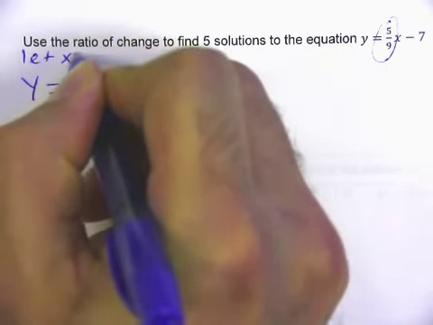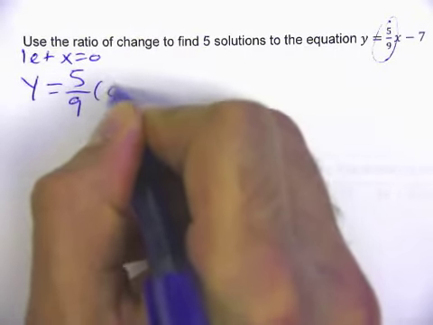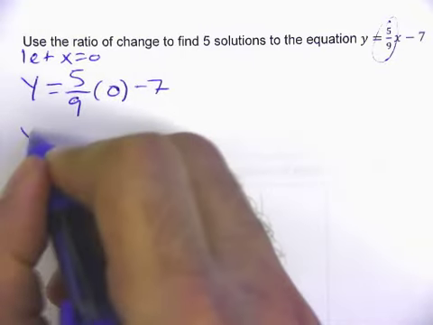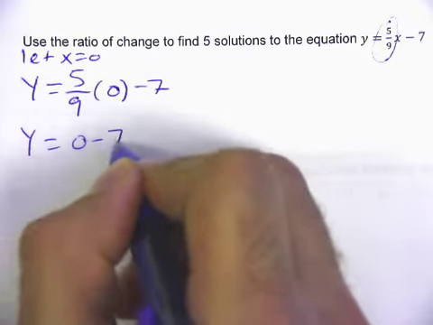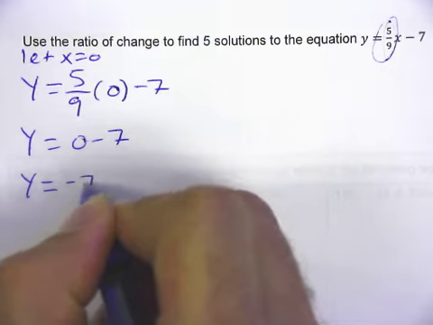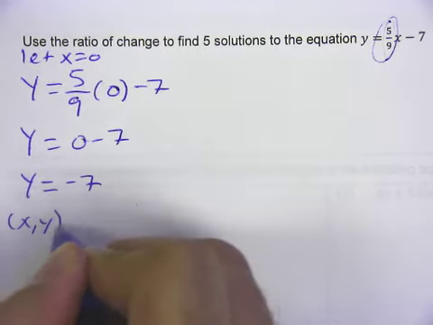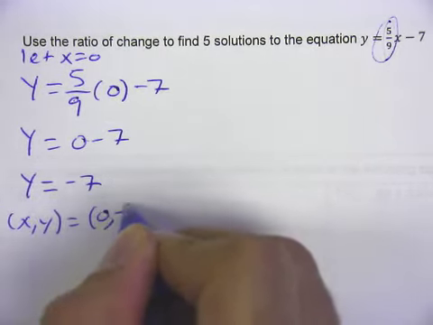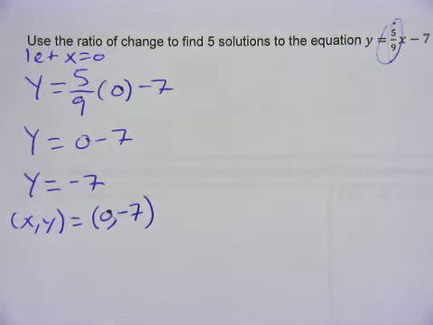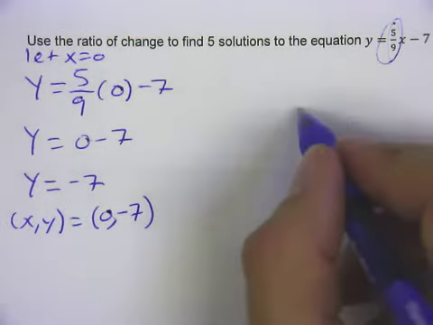If you know me, you know that I love the number 0. So I'm going to let x equal 0. 5 over 9 times 0 minus 7 would give me y is equal to 0 minus 7. So y is equal to negative 7. So that would give me the xy solution 0, negative 7.